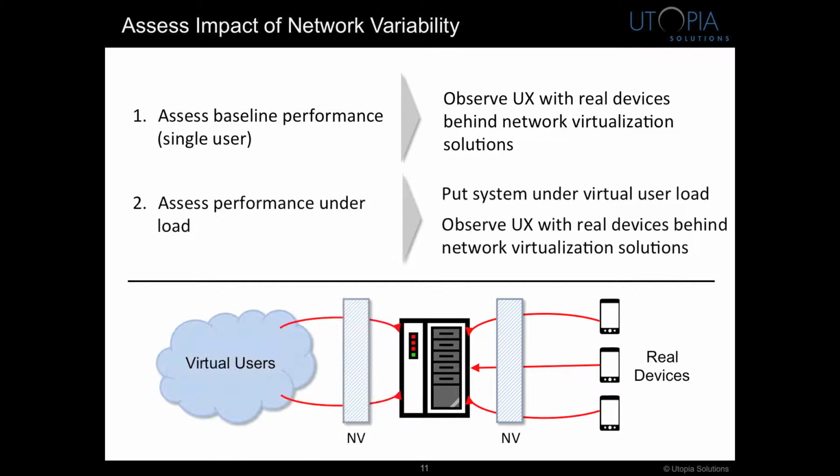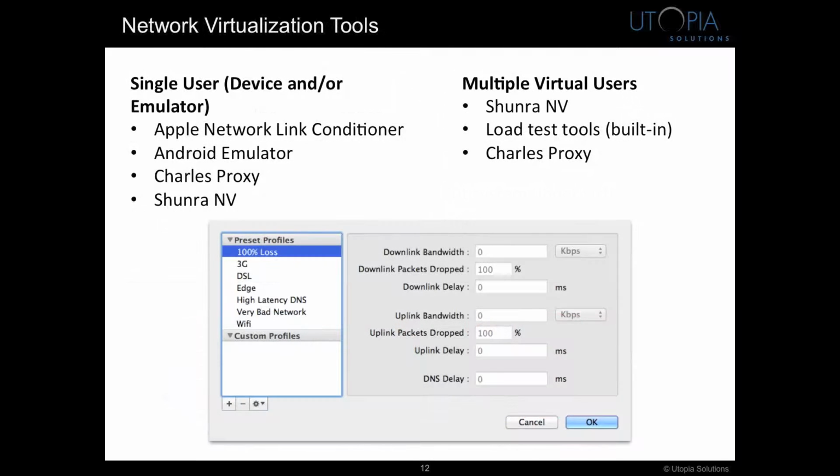Ideally, we would also include network variability in a load situation. This is for both the virtual users and for measuring individual devices while the system's under load. What are some of our options in assessing the impact of network variability? There's a wide range of network virtualization solutions available. For single user, meaning assessing the impact of network conditions on the device or emulator specifically, we typically use Apple Network Link Conditioner for iOS and the Android emulator for Android apps.